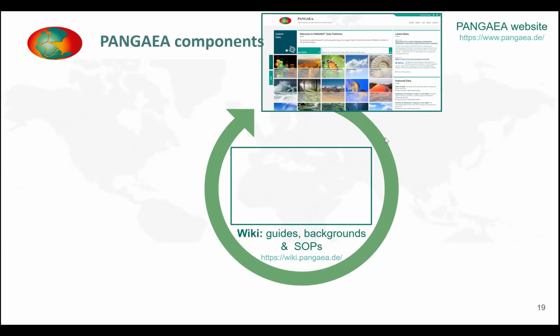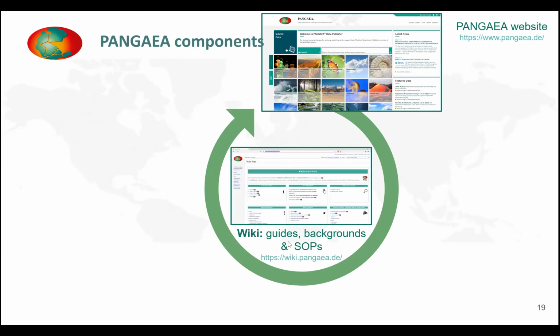One very useful resource is the PANGAEA Wiki. The PANGAEA Wiki is actually the largest documentation resource of PANGAEA. It contains the submission guidelines, standard operating procedures, templates, but also much other information, like how to prepare specific types of data for biology, lab experiments, field experiments, chemistry, and so on.